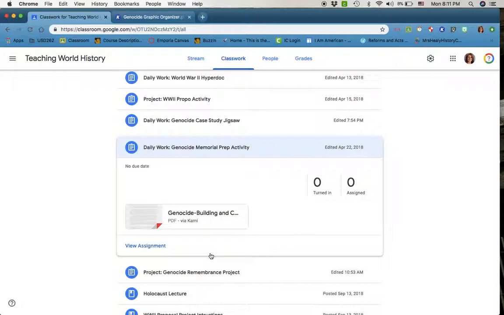Tomorrow we'll do a silent discussion just to review some topics about genocide and the Holocaust and things like that. And then I will introduce our project officially tomorrow. So you guys are just doing some research today. If you have any questions, you can email me.